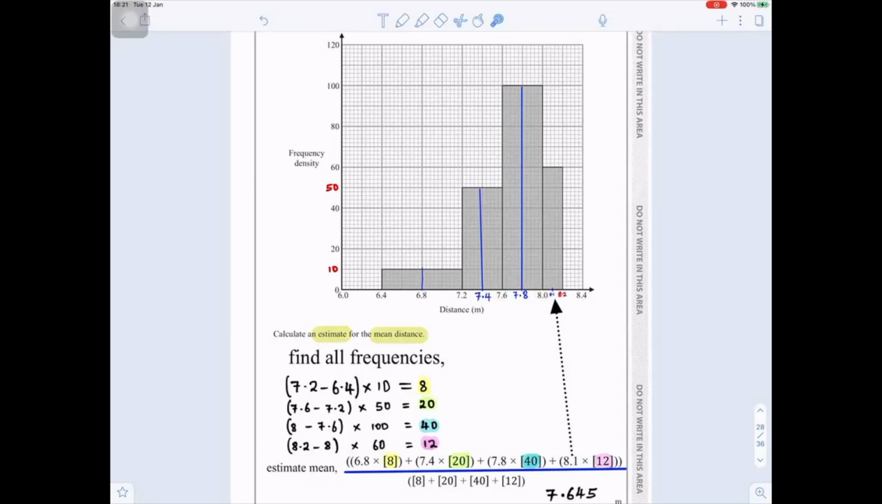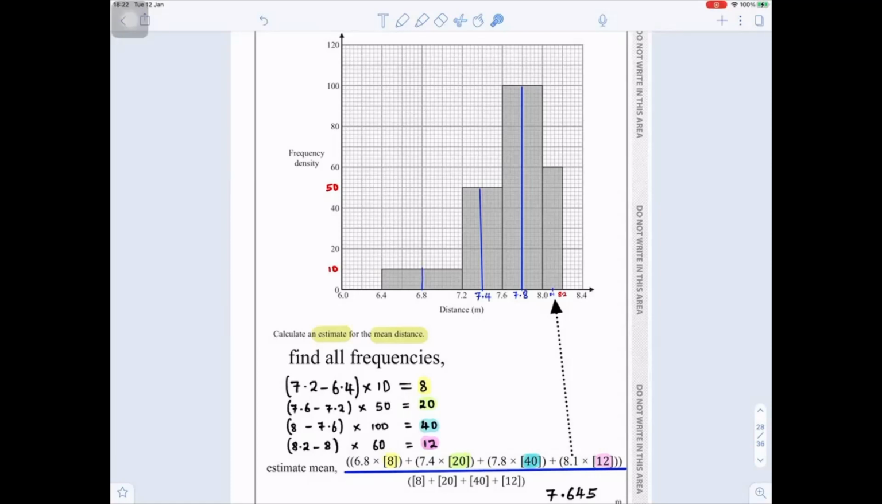And we will choose the middle between 8.0 and 8.2, and the middle is 8.1. So 8.1 times 12. Now we want to add how many they are all together. So it's 8 plus 20 plus 40 plus 12. When we do that and we divide, you'll get your mean to be 7.645. So your estimate for the mean is 7.645.